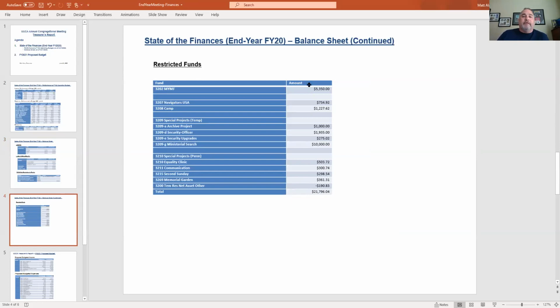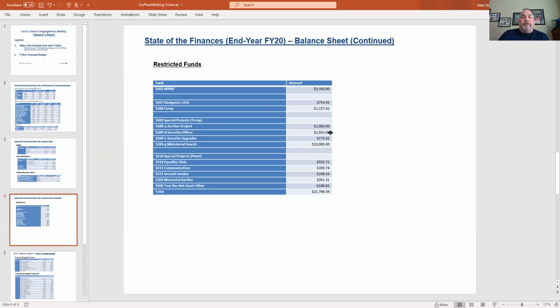Just gives you a flavor. This MYMF stands for multi-year maintenance fund. It's a rainy day fund. So if there's a breakdown in the church, then we can draw from this fund. We actually drew a couple thousand from the fund this year. Here shows the 10,000 we committed to the ministerial search. You can see other things, the archival project, the security officer.